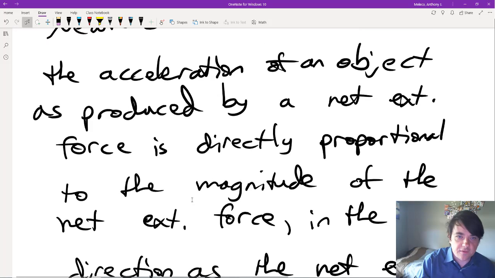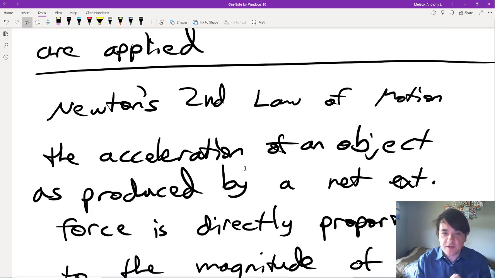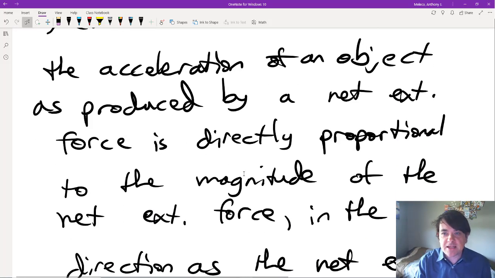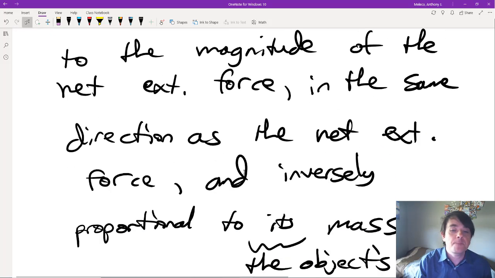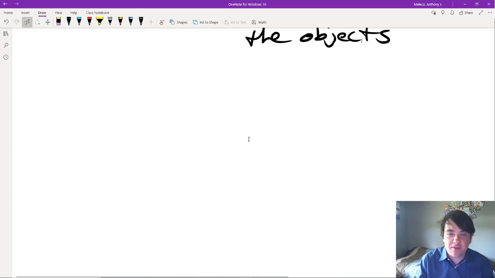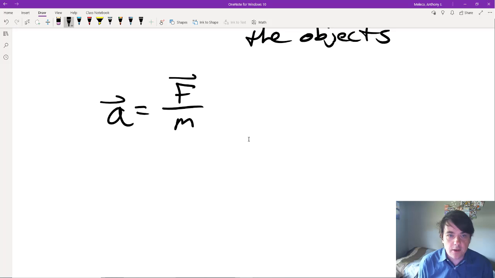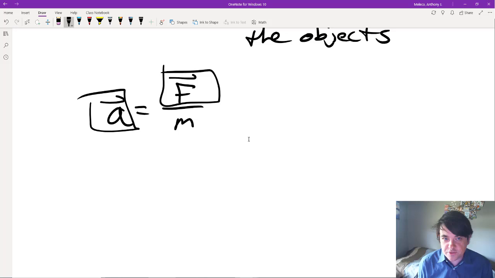So let's look at this. Let's read it one more time. The acceleration of an object as produced by a net external force is proportional to that force, in the same direction as that force, and inversely proportional to its mass. Mathematically, this is what it looks like, okay? So the acceleration of an object is directly proportional to the force. So if the force goes up, the acceleration goes up, and it's inversely proportional to the mass of the object, okay?